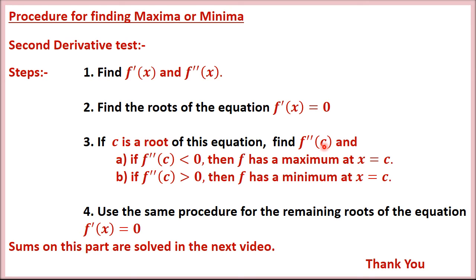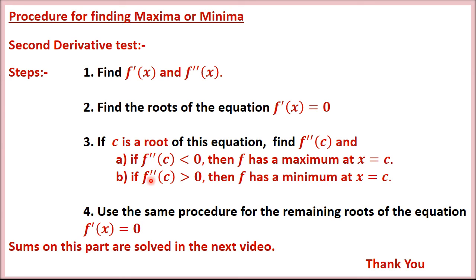And if f double dash c is less than 0, then we say the function has a maximum value at x is equal to c. F double dash c is less than 0, then f has a maximum value at x is equal to c. And if f double dash of c is greater than 0, then f has a minimum value at x is equal to c. Less than 0, then maximum value, and greater than 0, then minimum value, when we substitute x is equal to c in the second derivative.